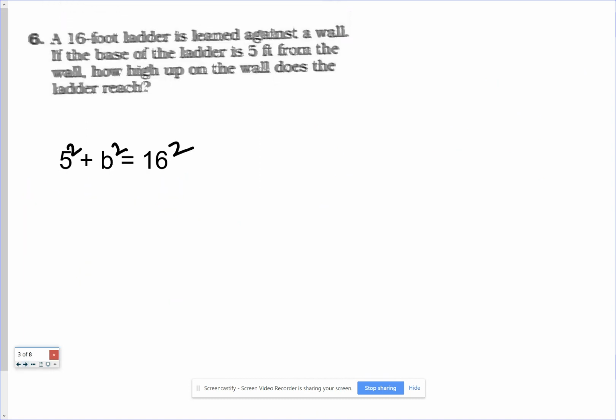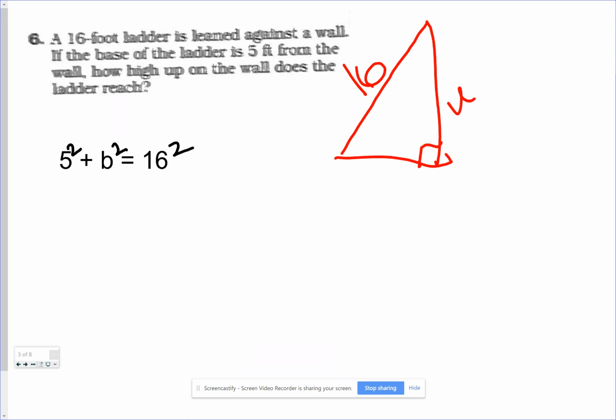All right, next, number 6. It says a 16-foot ladder is leaned against the wall. So just to get the right picture here, 16 is the ladder, and that's going to be the hypotenuse, because over here, this is the wall, and it's 5 feet from the wall on the bottom. So that's why I set it up this way. I'm calling this time letter B as this missing leg.